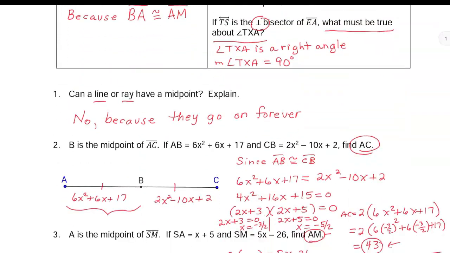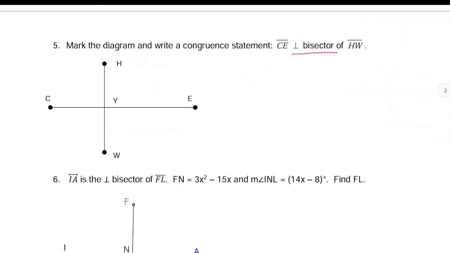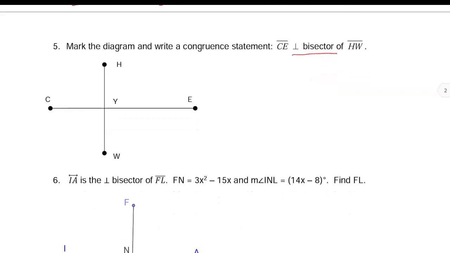So let's see what number 5 was asking. Number 5 wants me to mark the diagram and then write the congruence statement. Okay, so we don't have to do any algebra. Which segment is being bisected? The given information says that CE is the perpendicular bisector of HW. So the thing being bisected is HW. So go over to the diagram and choose your marking. I'm going to go squiggly line on this. So the congruence statement then is HY is congruent to WY.